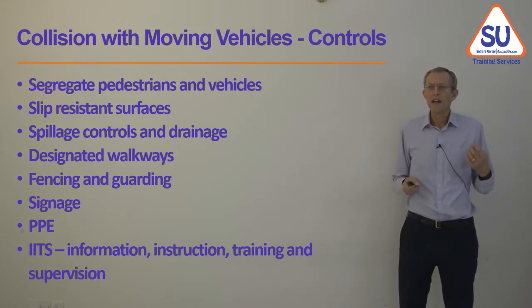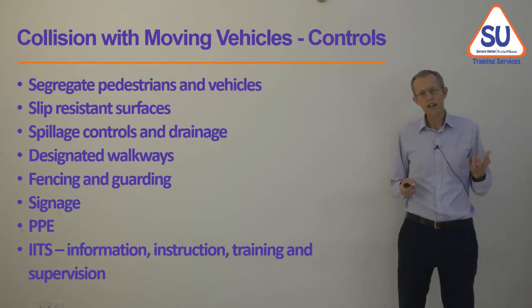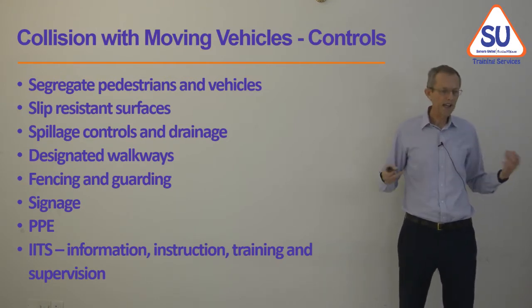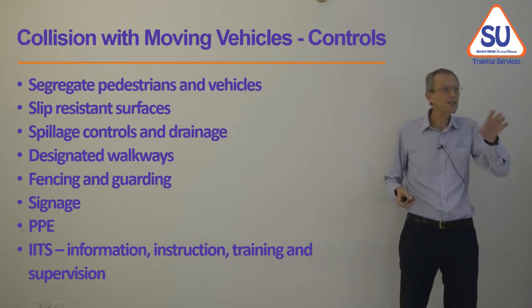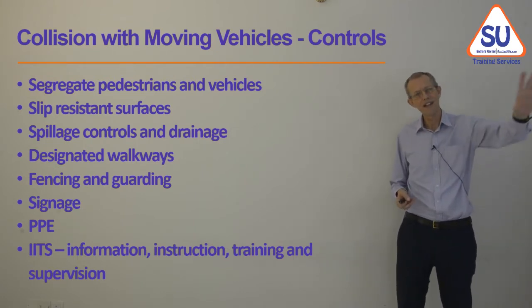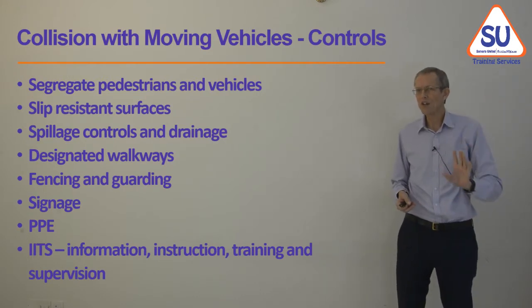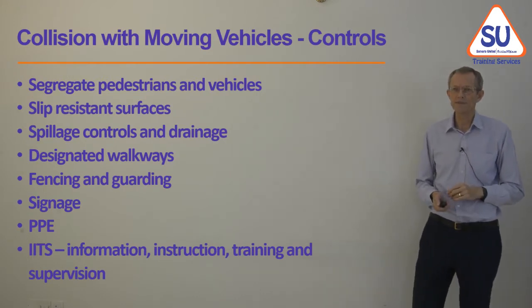PPE. PPE is a good last resort, so if it's a warehouse, let everybody wear a yellow reflective vest so that the drivers can see them clearly. Yellow vest. I can see him a long way off and slow down and drive carefully round him.